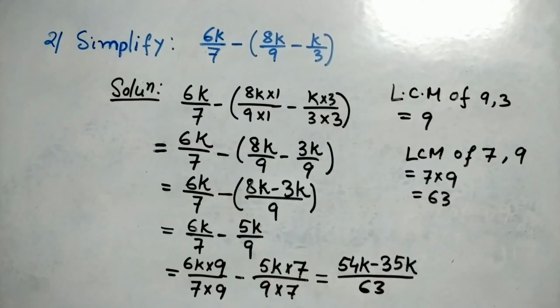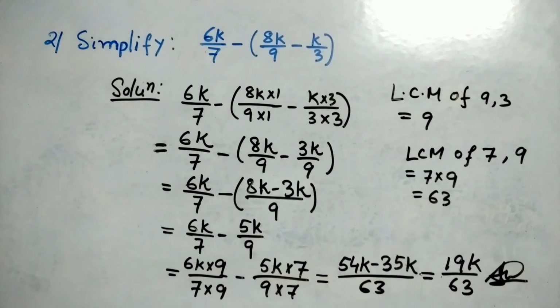So on multiplying this we have got 54k and 35k, and because 63 is common in both the denominators, we have written the numerators in a row over 63. So therefore the result is 19k/63.